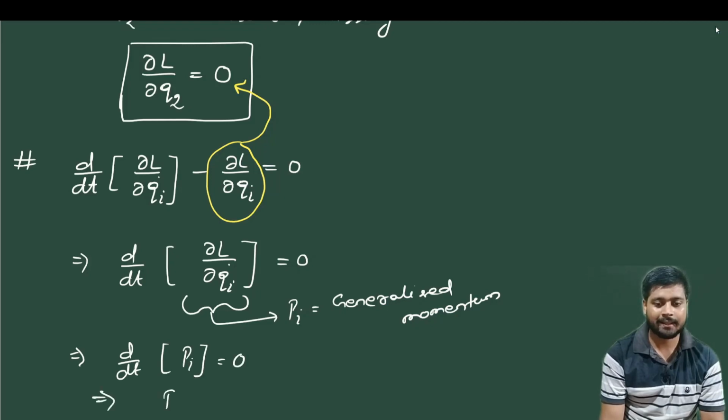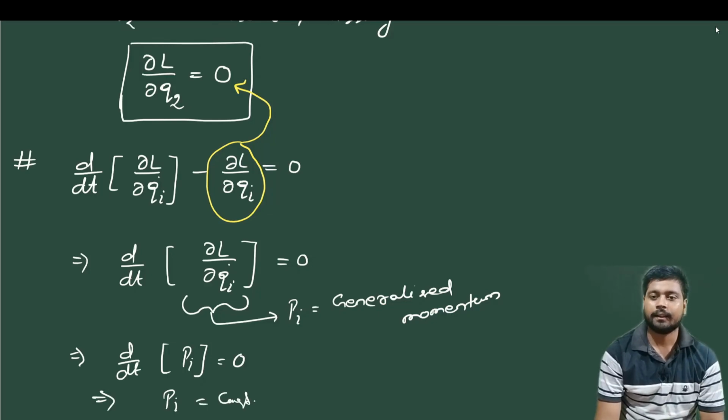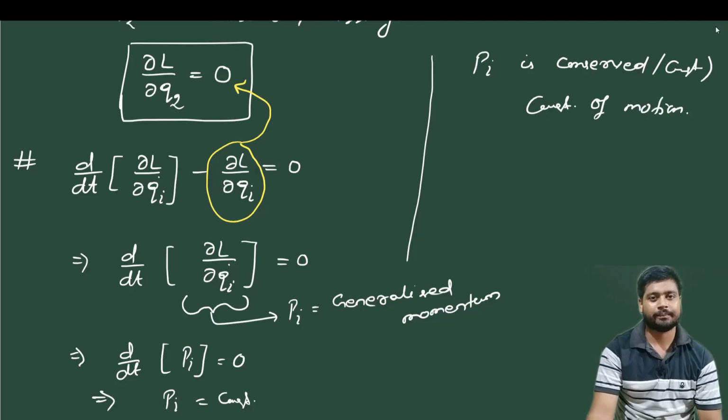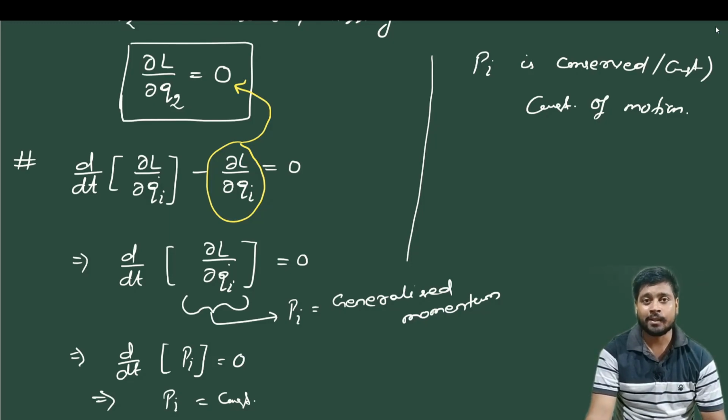This indicates that pi is equal to a constant, or you can say pi is conserved or constant, or you can say a constant of motion. By seeing this, we can write a statement here, that is, for every cyclic coordinate there exists a generalized momentum which is constant or conserved. Yes or no?